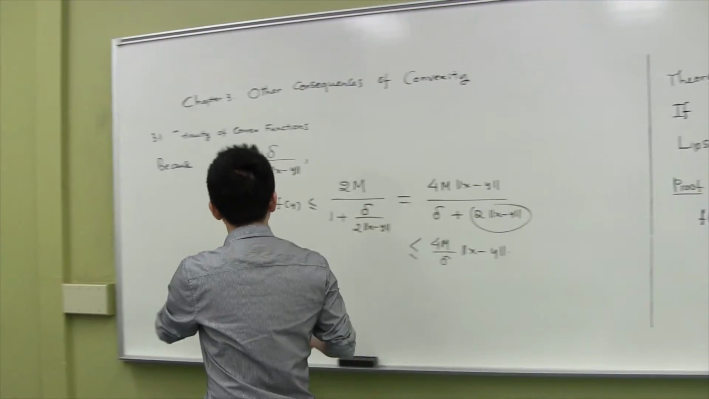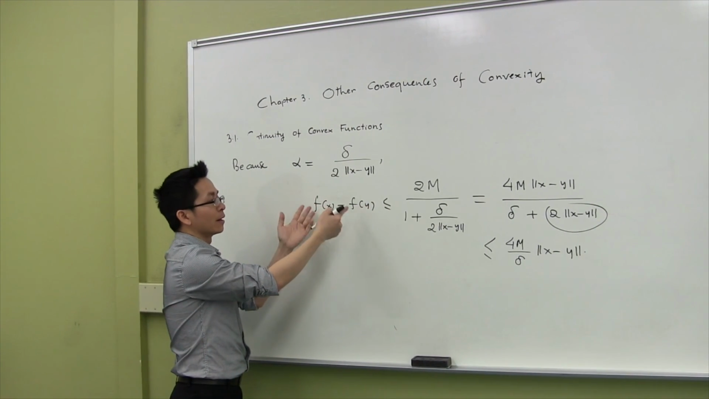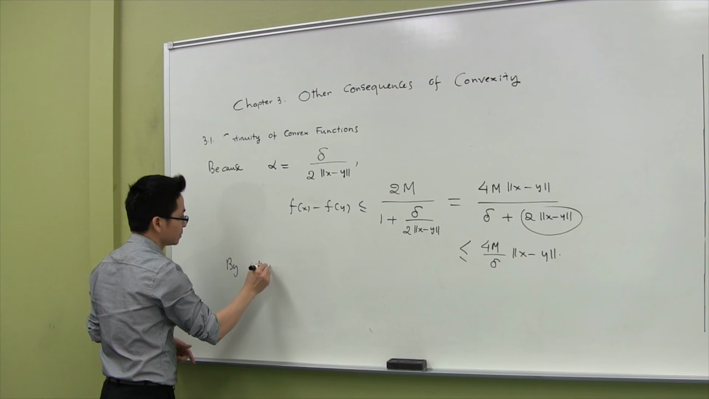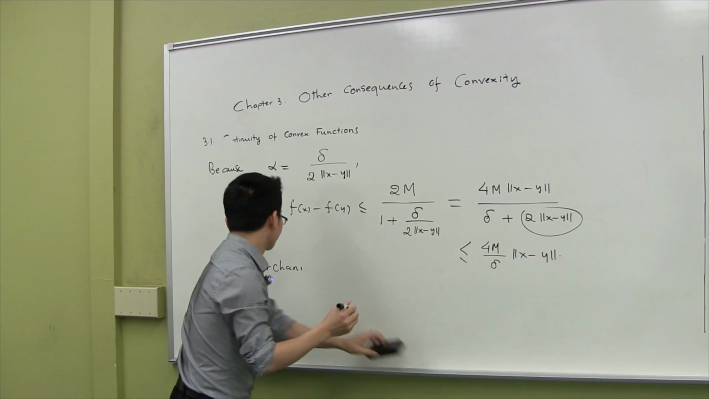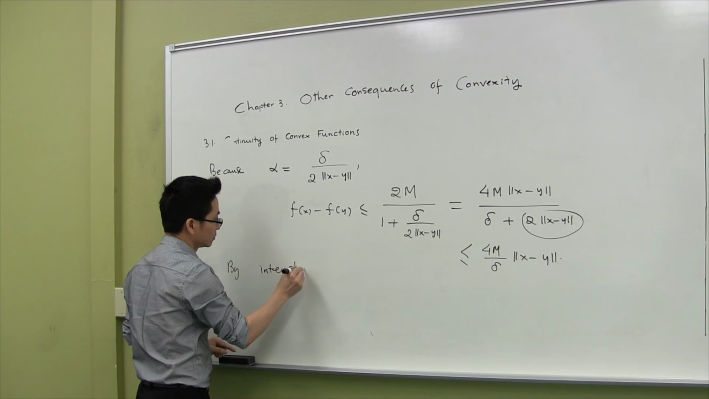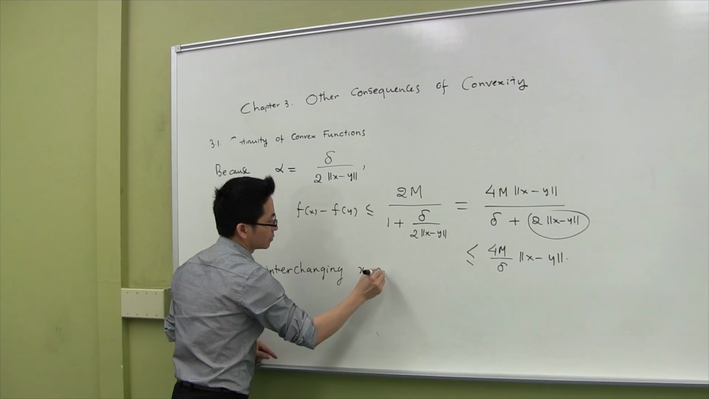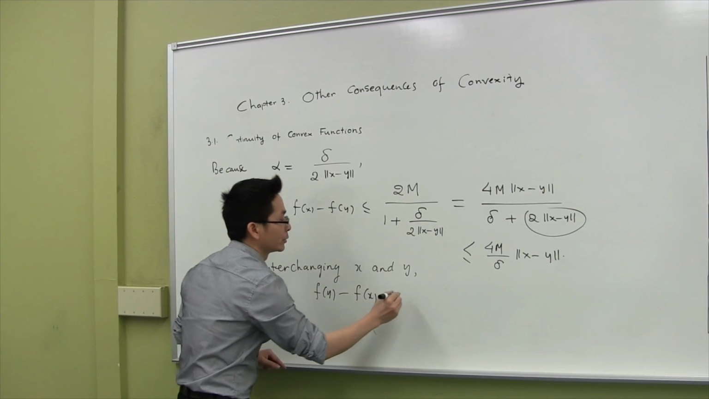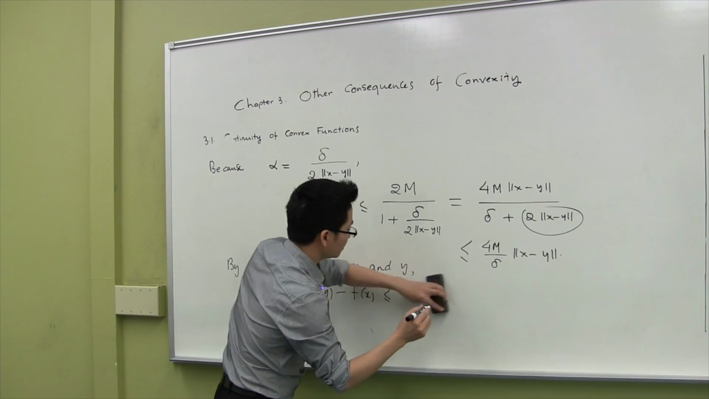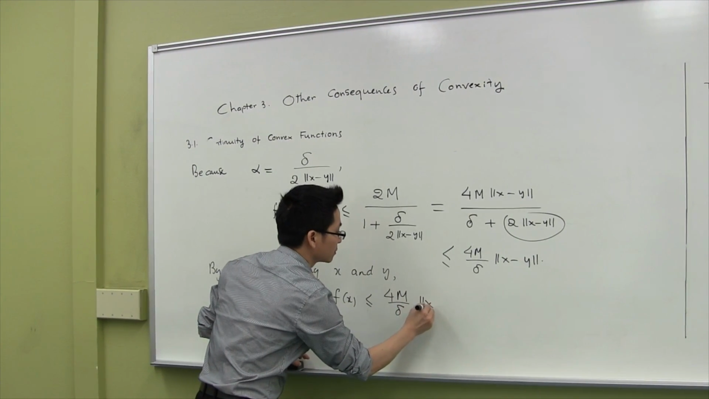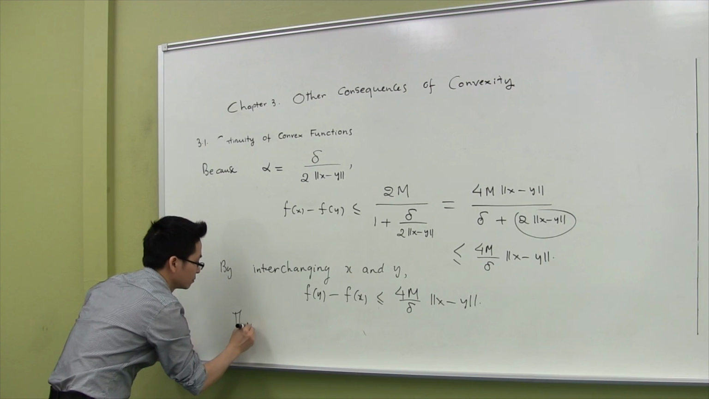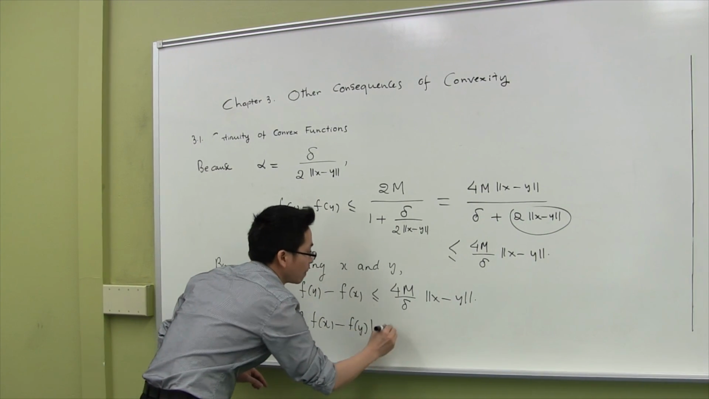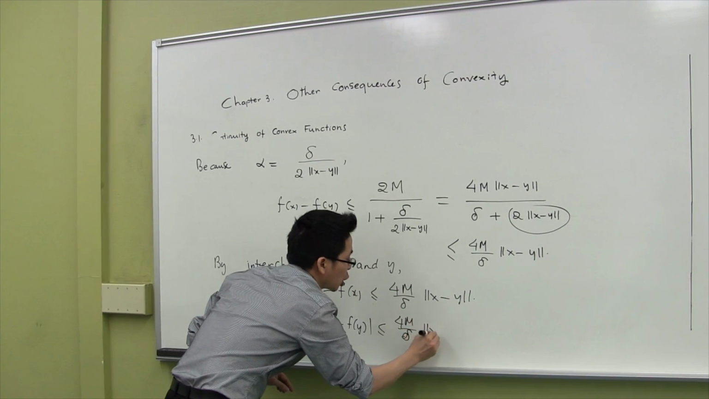Because it's true for any x and y, it's also true for any y and x. So by interchanging the roles of x and y, we see that f of y minus f of x is also less than or equal to this number. Therefore, the absolute value of f of x minus f of y is less than or equal to 4m over delta times norm of x minus y.